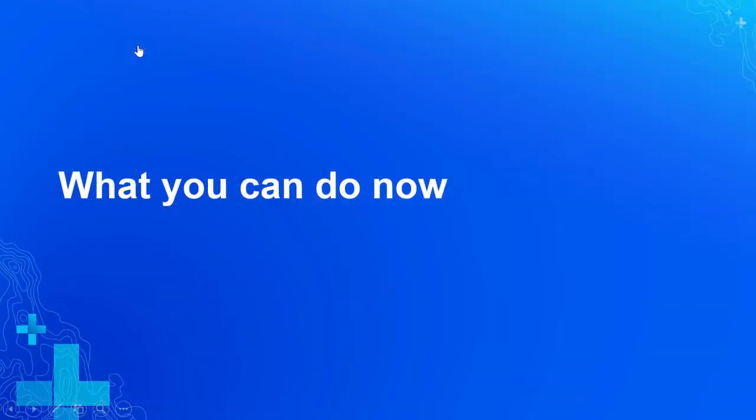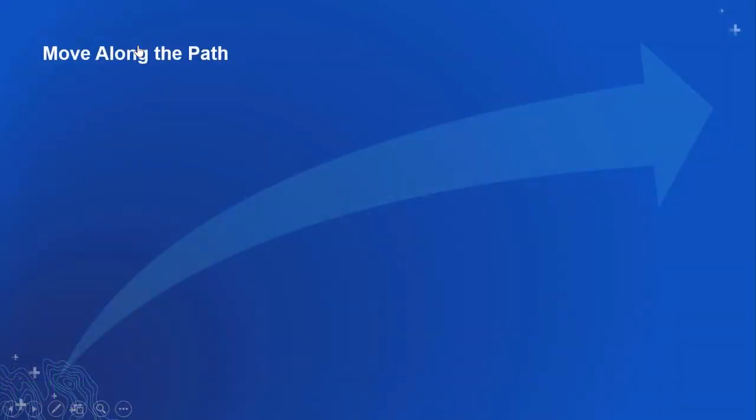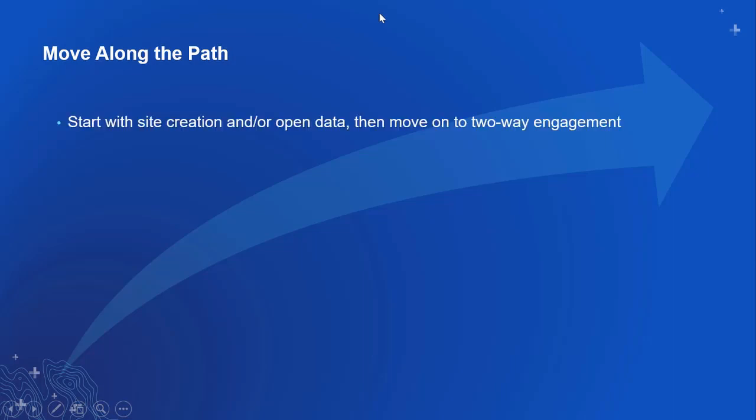So what you can do now: we've talked a lot of conceptual things and shown some examples. You really can just start pragmatically and move along this path. One of the things we encourage you to do is just get started, just jump in. You have the ability today, if you have ArcGIS Online, to start to make a site. It could be an open data site. It could be a site that you just share with a team or privately with your organization. You don't have to make them public.